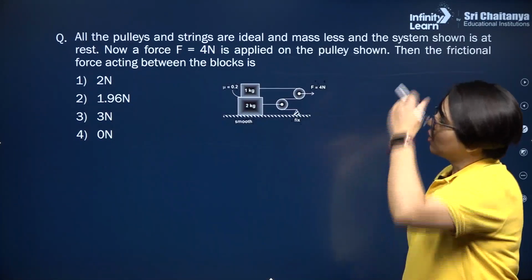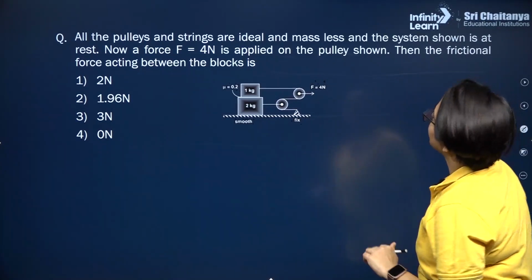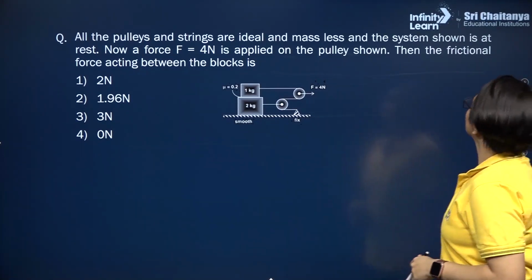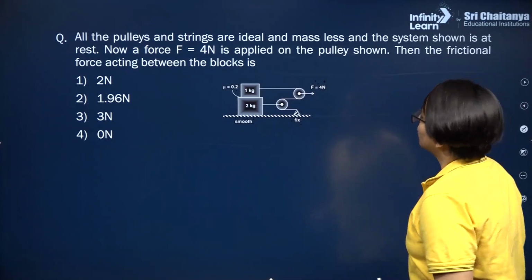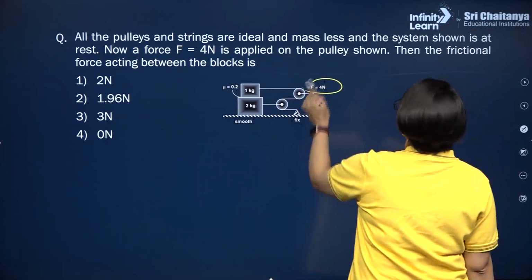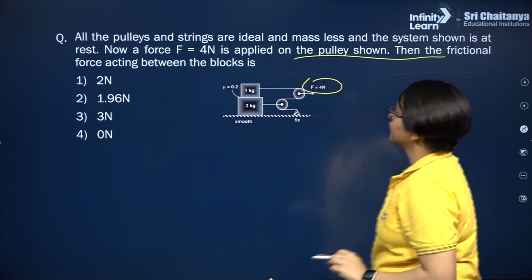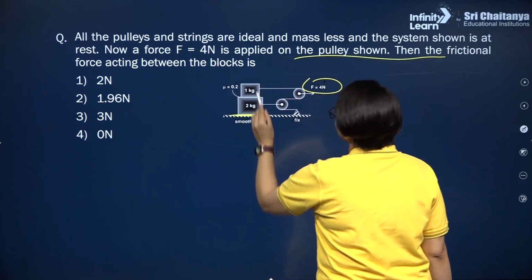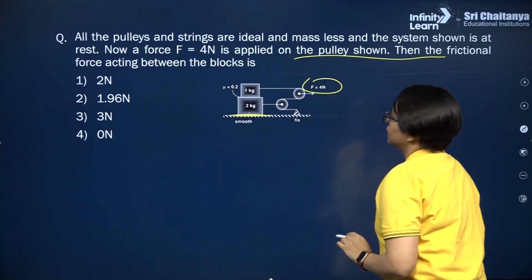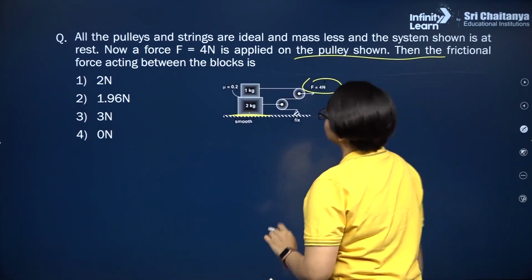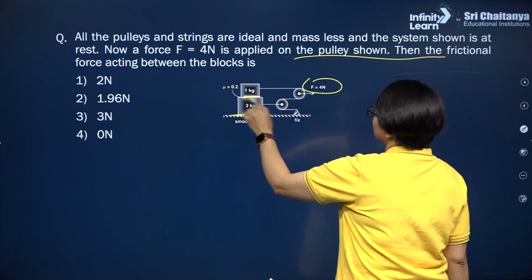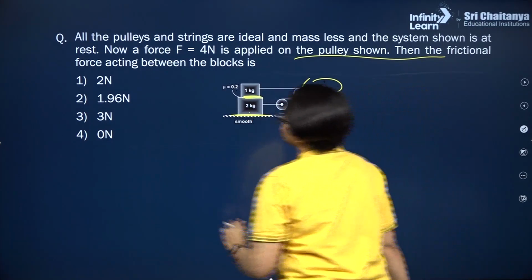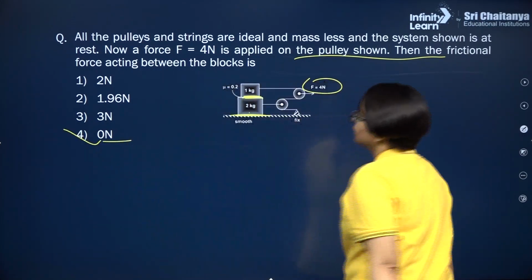Next is, all the pulleys and the strings are ideal and massless and the system shown is at rest. Now, a force of 4 Newton is applied on the pulley as shown, then the frictional force acting between the blocks will be? Since this is smooth, these two blocks will move with the same acceleration. So there is no sliding tendency between these two blocks. So the friction force between them will be 0.